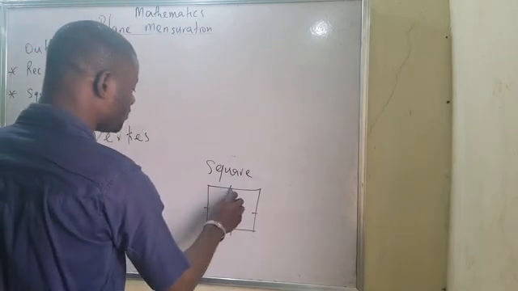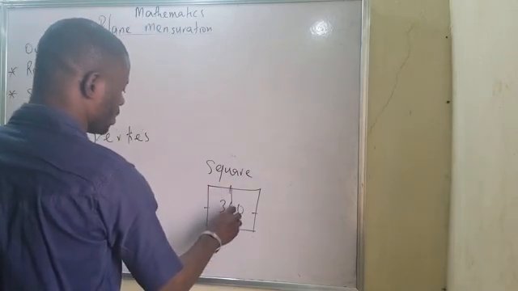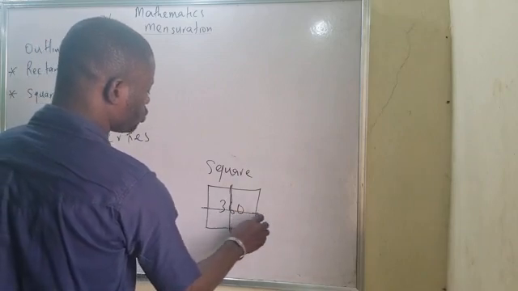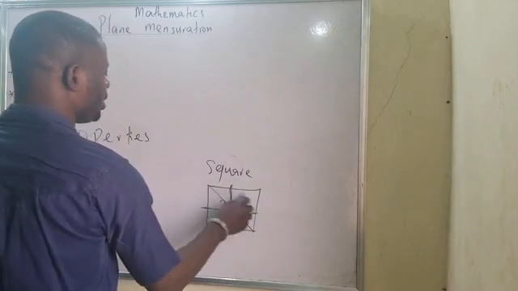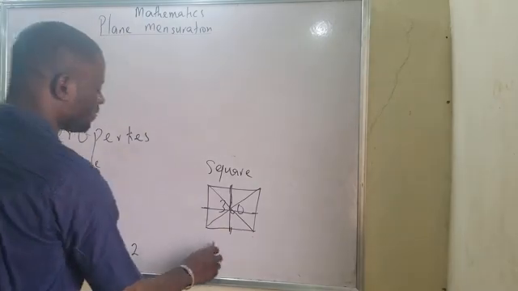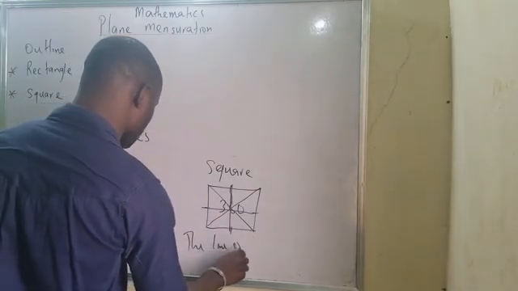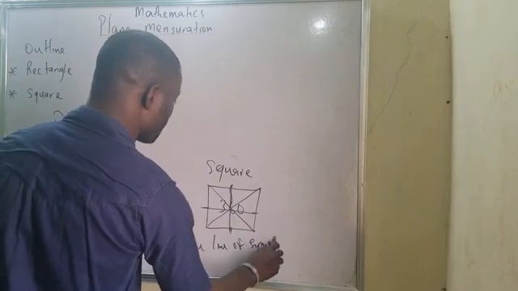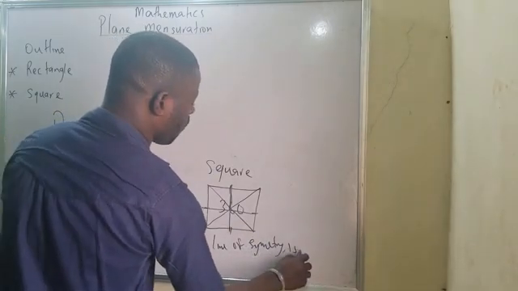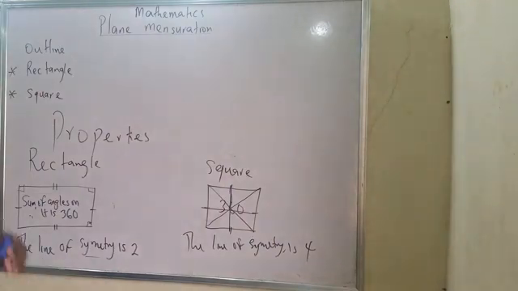On a square, the number of lines of symmetry is 4: 1, 2, 3, 4. Please take note of that, because anybody can ask you about it anywhere. You have to understand them. And what else do you want to know?